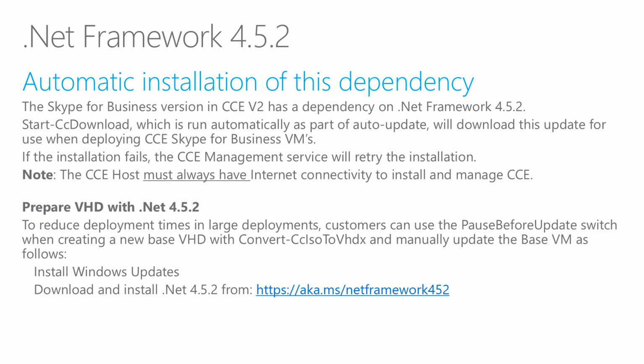.NET Framework 4.5.2 will automatically install as part of Cloud Connector Edition deployment for version 2, as this is a dependency for the Skype for Business version running in this build. The Start CC Download script, which is run automatically as part of Auto Update, will download this update for use when deploying CCE Skype for Business VMs. If the installation fails, the Cloud Connector Management Service will retry the installation.